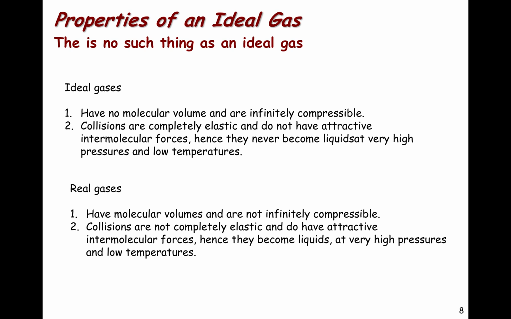The real gases that most behave like ideal gases are very, very small gases like hydrogen or helium. In fact, elemental helium does not become a liquid until a very low temperature at extremely high pressures, and its boiling point is about 4 degrees Kelvin.